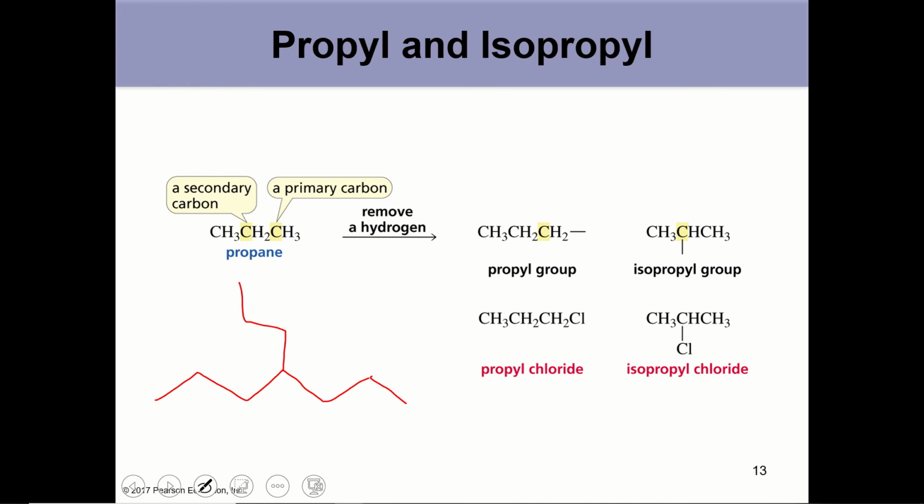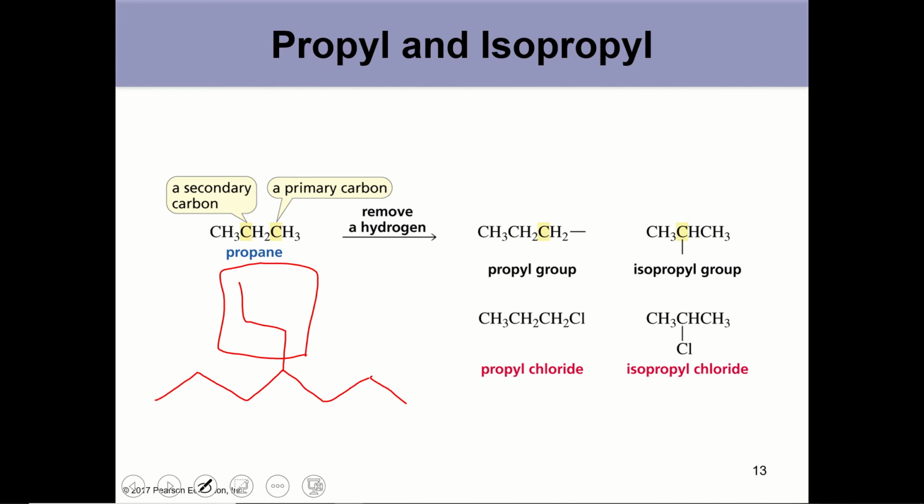And then we would have a propyl heptane because of the branch being 3 carbons long.